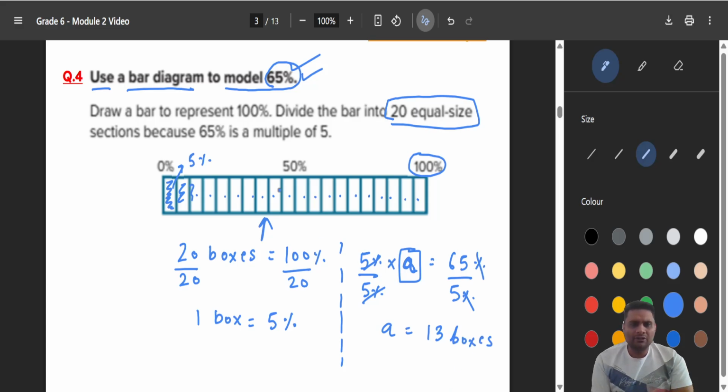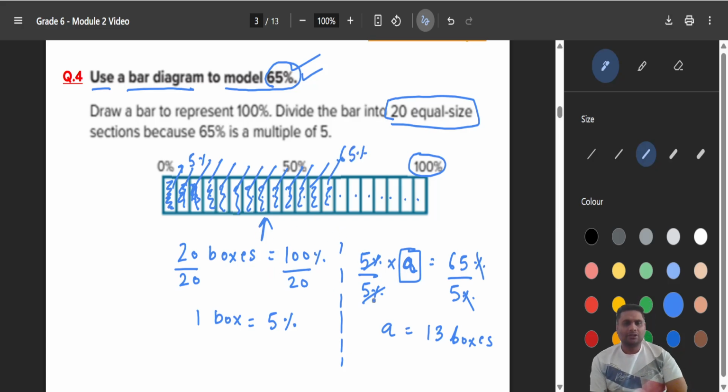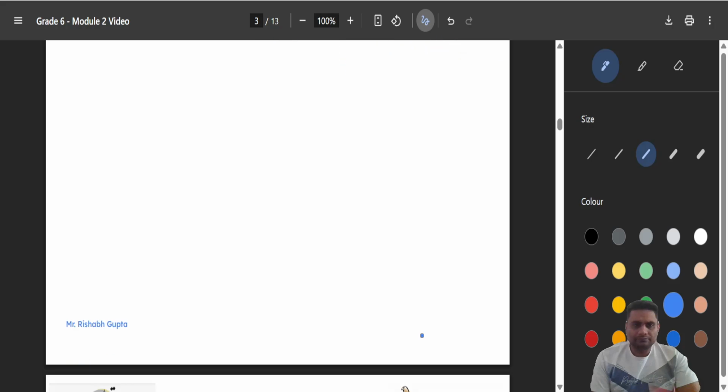So how many boxes will I fill? 13 boxes. 1, 2, 3, 4, 5, 6, 7, 8, 9, 10, 11, 12, 13 boxes. You can check also: 5 and 5, 10, 15, 20, 25, 30, 35, 40, 45, 50, 55, 60, 65. So see, 65% until here, in 13 boxes. I hope you understood. Let us move to the next question.